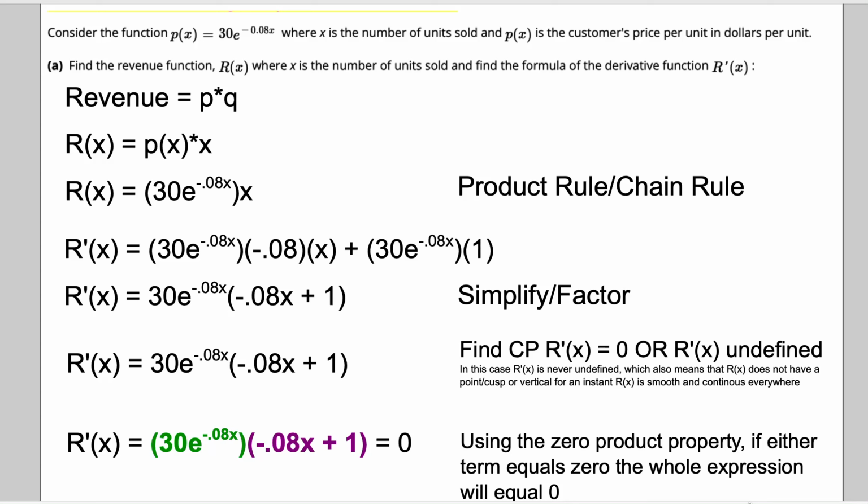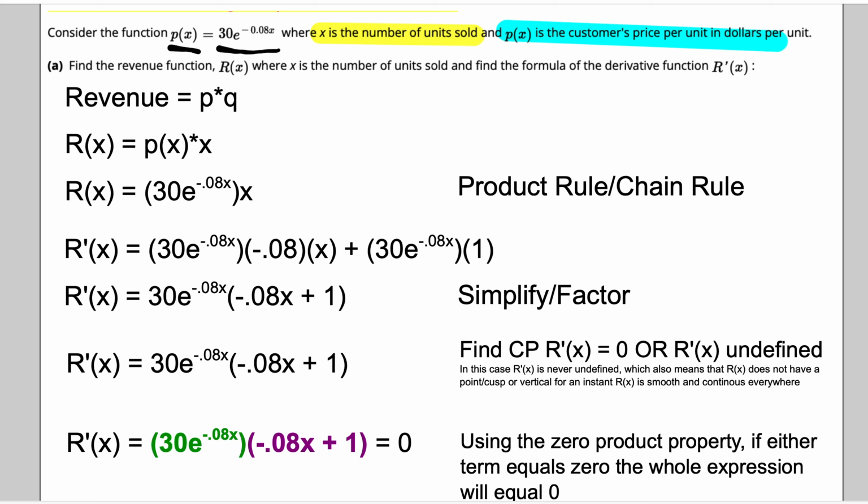I'm going to do an example from section 3.1, part B. So this is a Lumen example, and it says we have a function p of x is 30 times e to the negative 0.08x, and then it tells us that x is the number of units sold, and p of x is the customer price per unit in dollars. And then it wants us to find the revenue function.